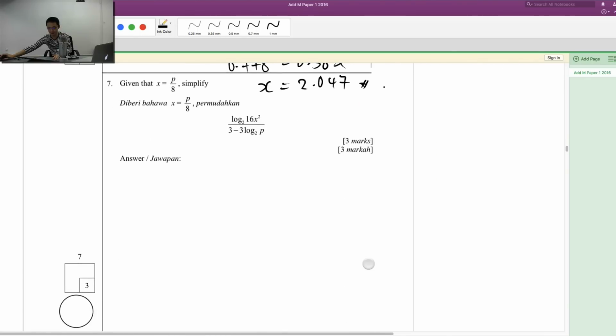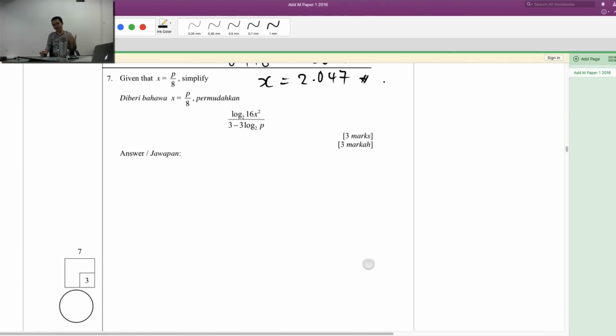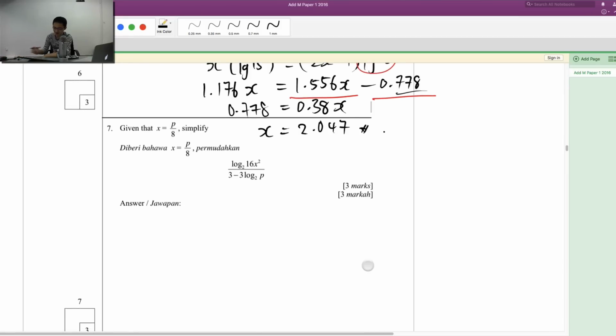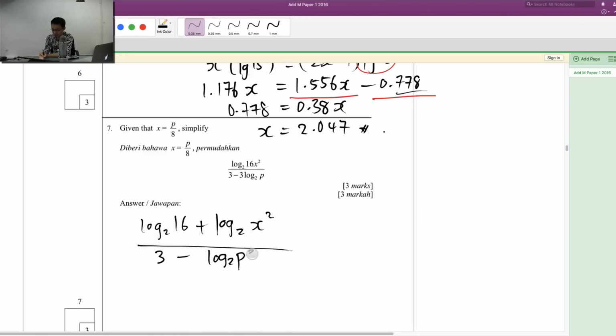Okay, good. Okay, this one, given that x equals to p over a, simplify. This one basically asks you to simplify, so I guess we need to simplify. Let me just do it, because I haven't done this paper before I conducted this class, so everything I did here is just based on my knowledge. So I hope it should be okay. So first thing, they are multiply, 16 multiply x squared, multiply will become plus. Alright, and then this one is 3 minus, this one should be log 2 p power of 3.